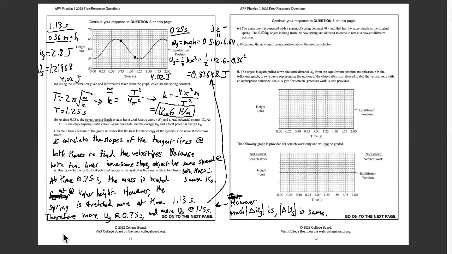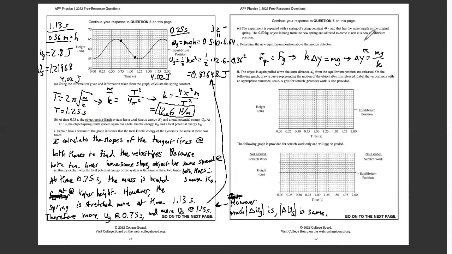The experiment is repeated with a spring of spring constant 4K naught that has the same length as the original spring, and you hang a 0.5 kg object from the new spring. Determine the new equilibrium position. Well, at equilibrium, I know that the restoring force should be equal to the gravitational force. Therefore, K delta Y is going to be equal to mg. Therefore, delta Y equals mg over K.